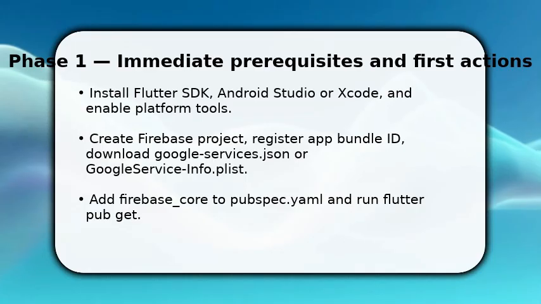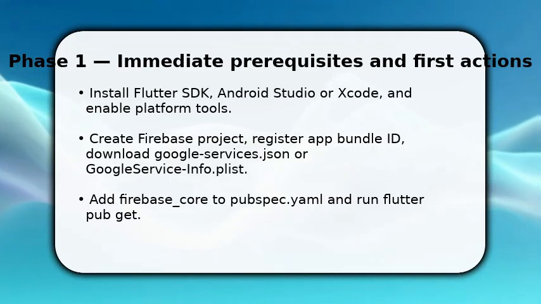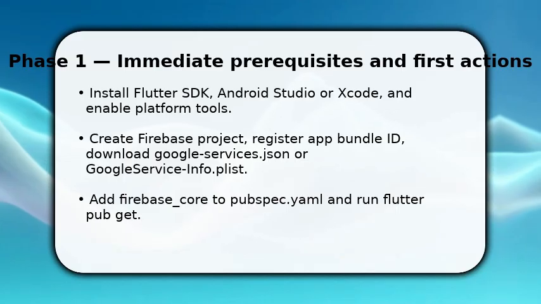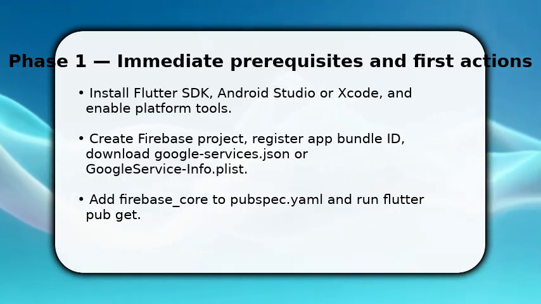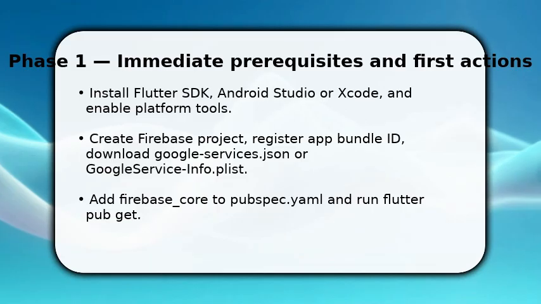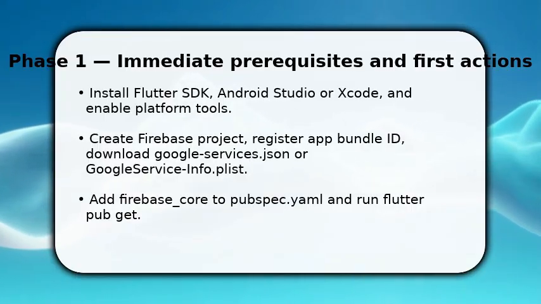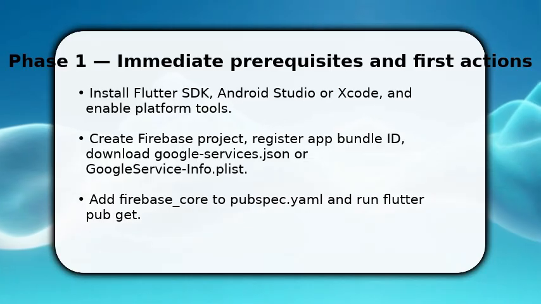You begin by preparing the essentials: install Flutter SDK and your platform IDE, then create a Firebase project. Once done, register your Android or iOS app and download the google-services.json or GoogleService-Info.plist file. Next, place that file into the correct platform folder and add firebase_core to pubspec.yaml, then run flutter pub get. This gets your app ready to talk to Firebase.